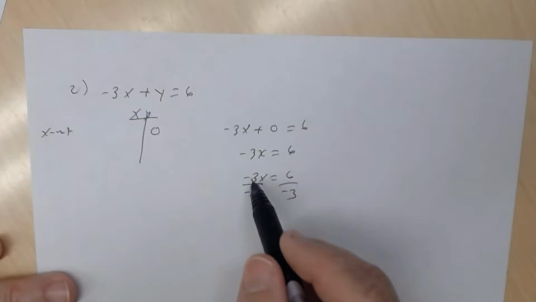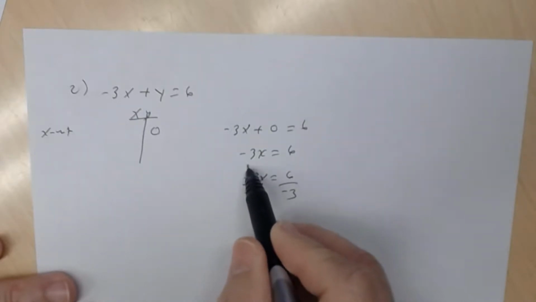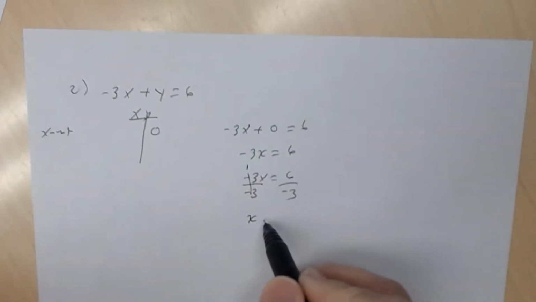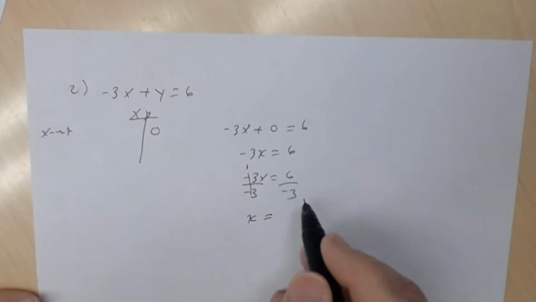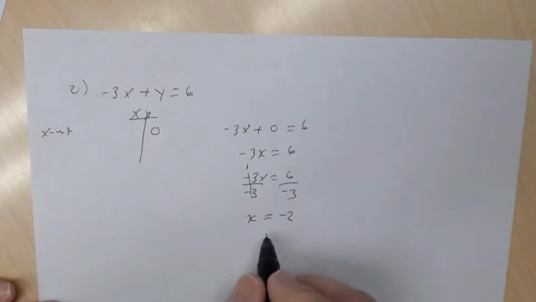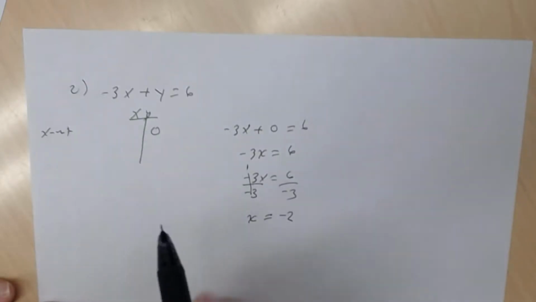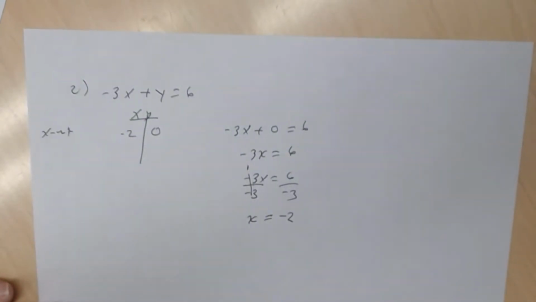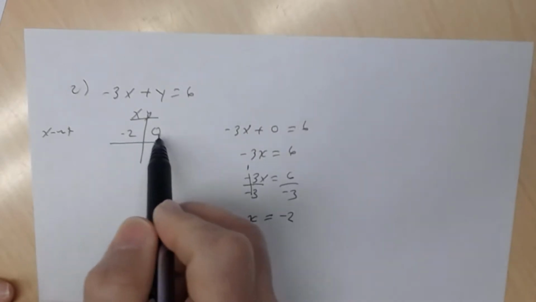All right. So negative 3 divided by negative 3 is 1. 1 times x is x. And that's what you wanted. You wanted x. And then 6 divided by negative 3 is a negative 2. So you found the x-coordinate of your x-intercept. So my x-intercept is the point negative 2, 0.